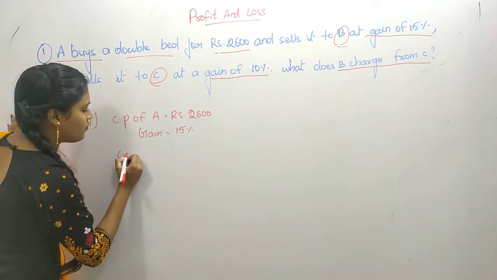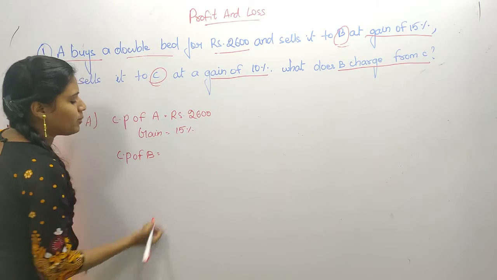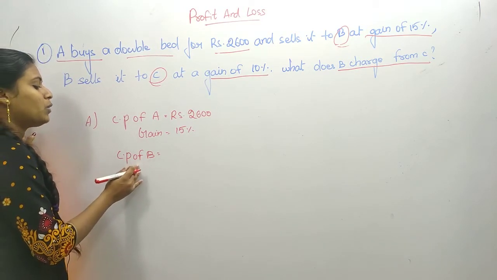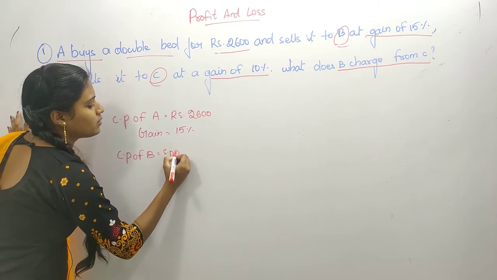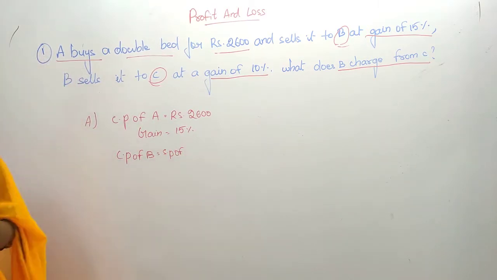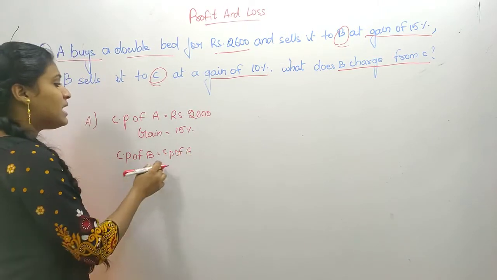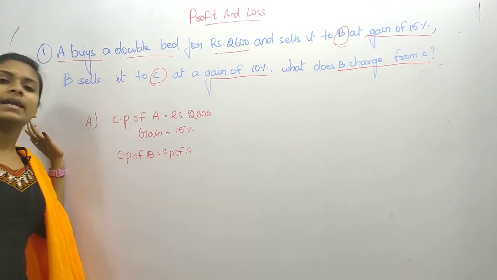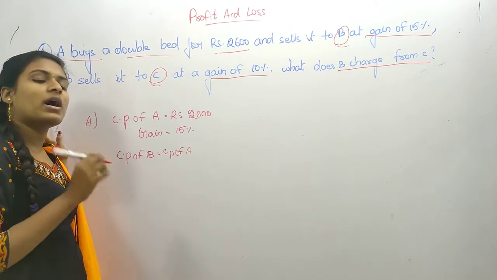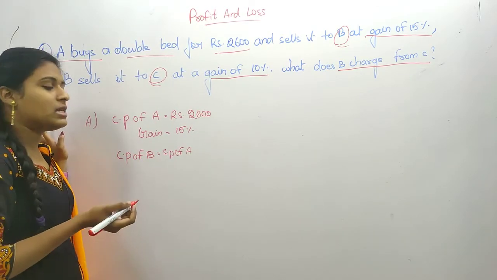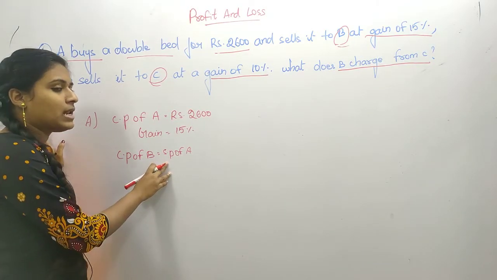Cost price of B you have to find out. What do you have to do? Cost price of B is equal to the selling price of A. Selling price is not given. You may get a doubt that the selling price is not given. How can you find the selling price? Before that, what is the selling price formula?